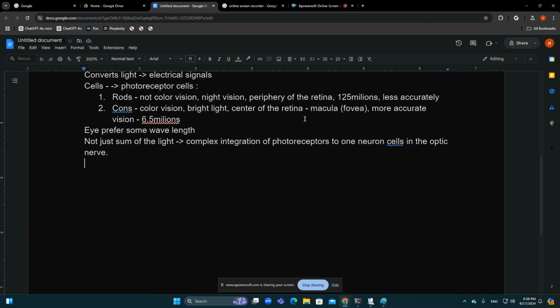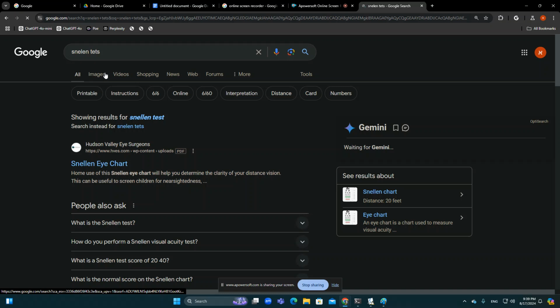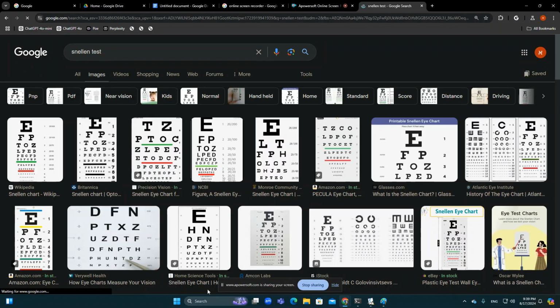So again, only the cones give color vision. And to evaluate vision, we have the Snellen test. This is the Snellen test. This is the test you probably know for eye vision.